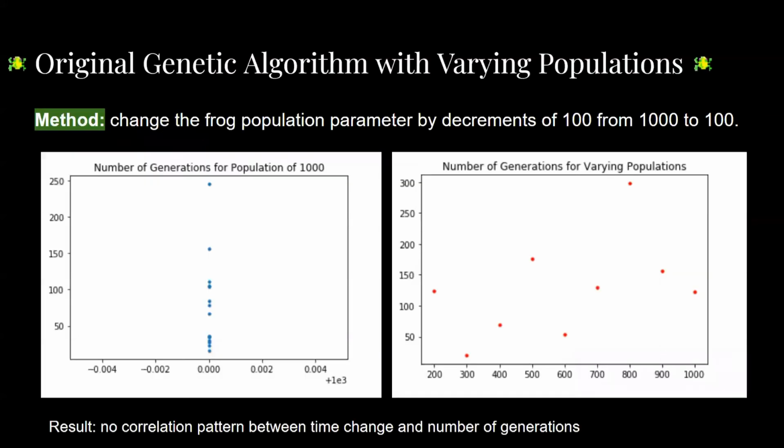In the original genetic algorithm, the population was decremented by 100, all the way down to 100 from 1000. The overall results showed no correlation pattern between the population change and the time and the number of generations it took for the program to finish.